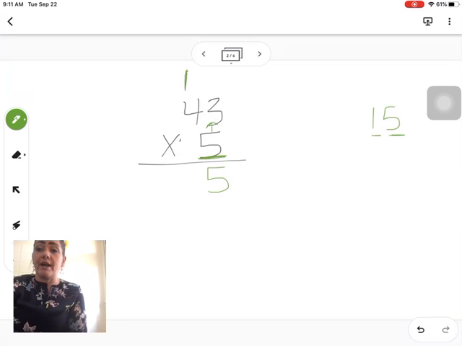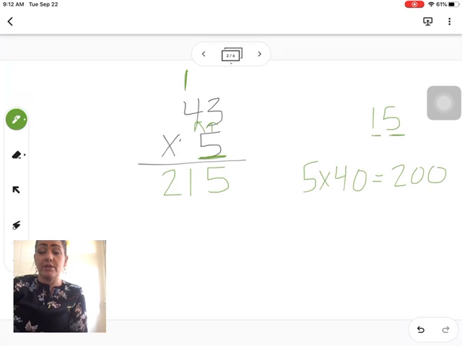Then we're going to do 5 times 4 plus 1. So 5 times 4 is 20, plus 1 is 21. Now you will notice that it's going to get a bigger number. We're going to actually have 215, and that's because it's actually 5 times 40 plus 1. So if I were to actually do 5 times 40, that would equal 200, and then I would add that 10 that I regrouped. That's 210, and then I have that 5 from the 15, which gives us 215.